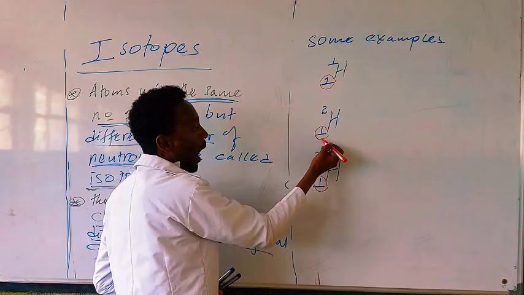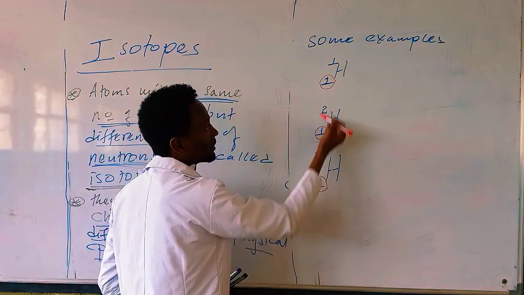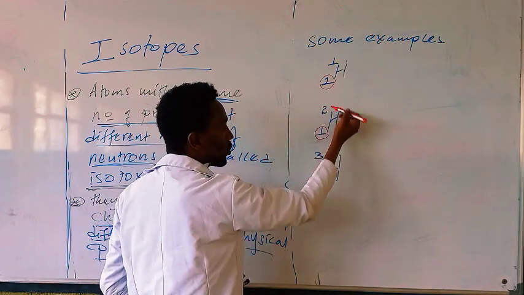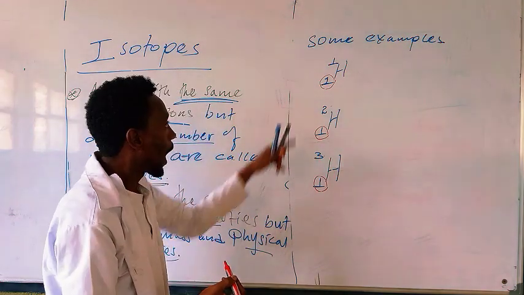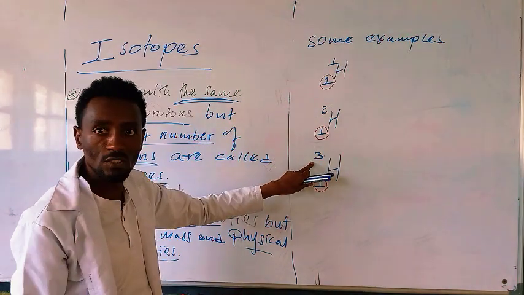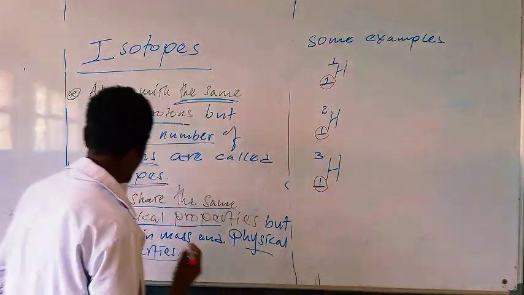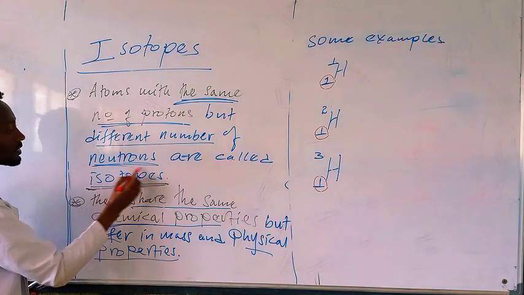But here the atomic mass is what? Different. Here it is 1, here it is 2, here it is 3. Atomic mass is different, meaning indirectly a different number of neutrons.